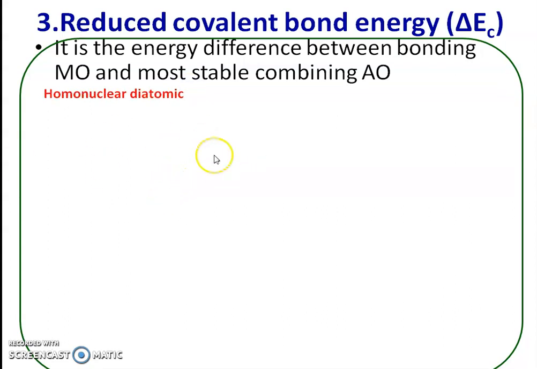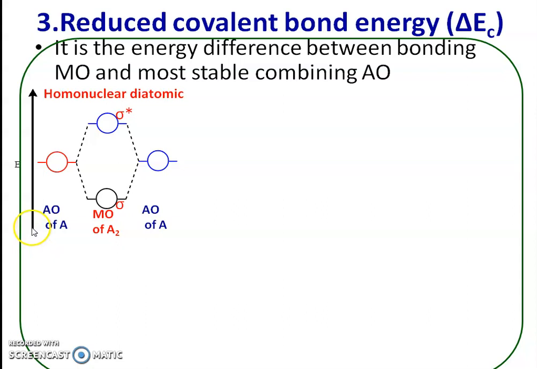Now first of all, consider the homonuclear diatomic molecule, and you know that from bottom to top energy increases in the molecular orbital diagram. To the left side the atomic orbitals of A are shown, to the right side the atomic orbitals of A are represented. At the center the molecular orbitals of A2, that is the homonuclear diatomic molecule, are represented.